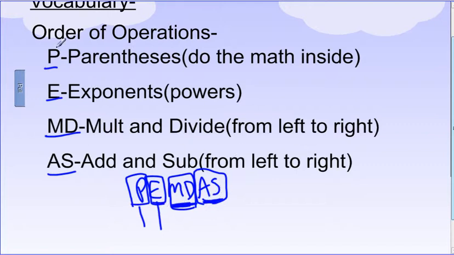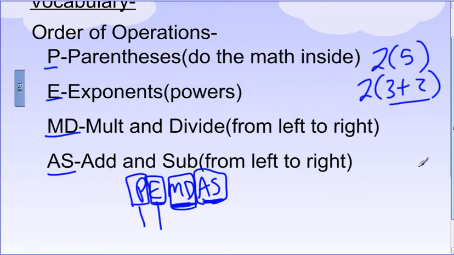So I like writing mine up and down like this. It makes it a bit easier for me. So when you're doing parentheses, you do the stuff on the inside of the parentheses. So for example, this is not an example of parentheses. There's no math to do in there. This is an example of parentheses because you can add 3 plus 2. So you do the stuff on the inside of the parentheses.